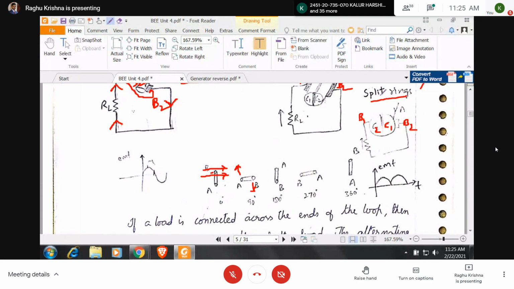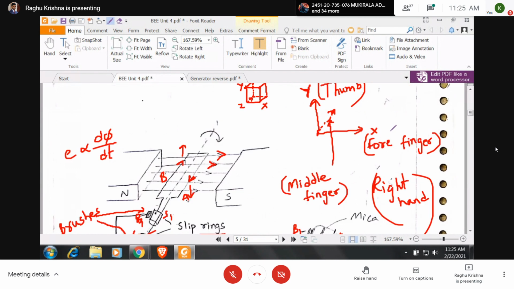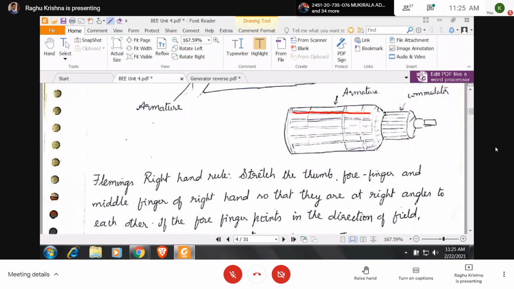Here the split ring has only two segments, C1 and C2. If you have more segments, it is called a commutator. You can see the diagram of the commutator. This is the commutator, which has more segments and more coils, so we can increase the voltage and we can increase the current.